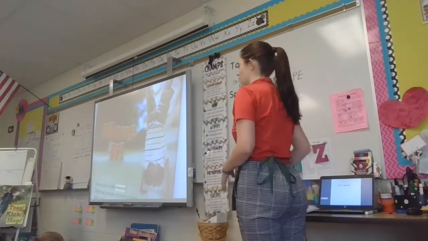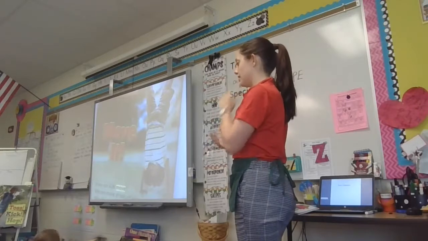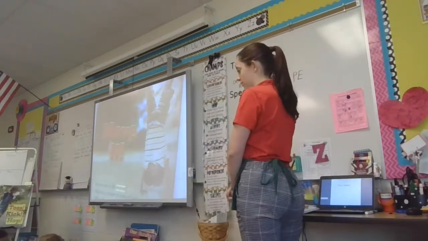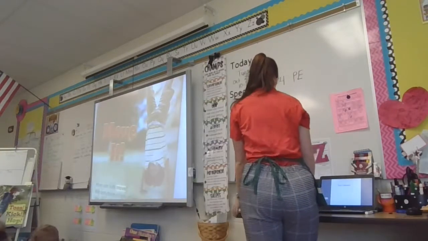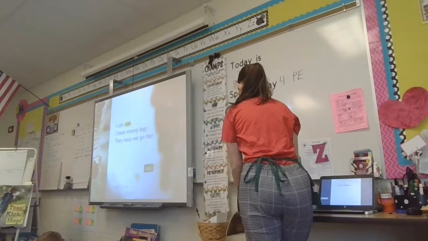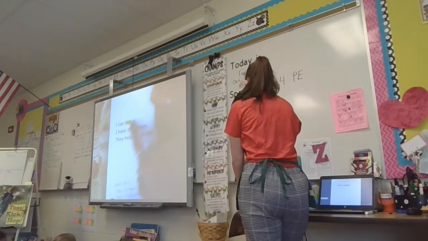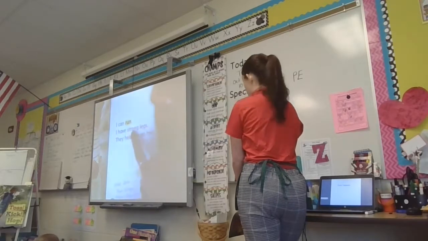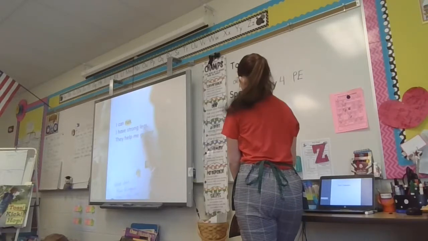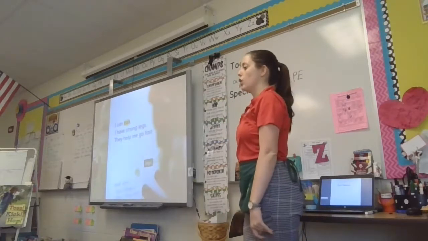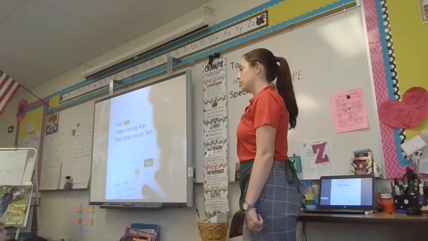Okay. All right, class. Are we ready? All right, we're going to read it out loud. Can you all read the title together? So I can run. Let's read it together. Ready? I can run. I have strong legs. They help me go faster. We are reading it all together. There shouldn't be anybody else talking unless we're reading the words together.